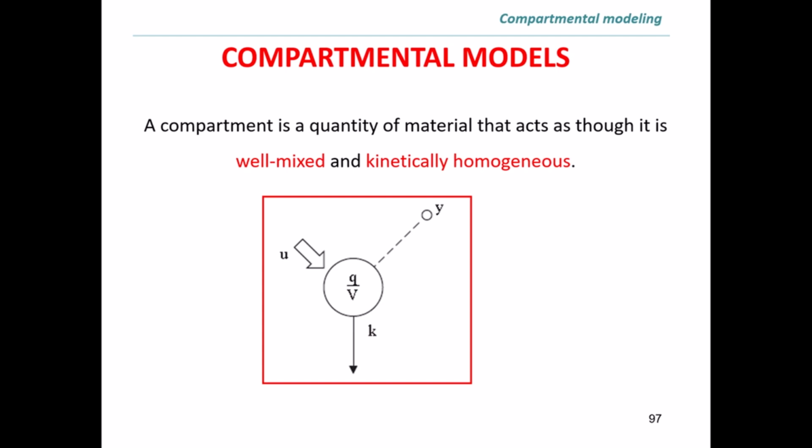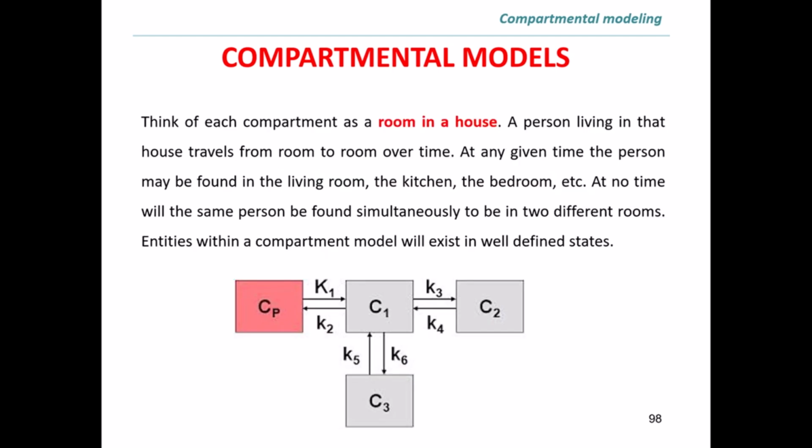Compartmental models are models in which the main unit is the compartment. A compartment is a quantity of material that acts as though it is well mixed and kinetically homogeneous. So the material inside the compartment should be considered as well mixed and kinetically homogeneous. But what does well mixed mean, and what does kinetically homogeneous mean? We will see in the next slide.